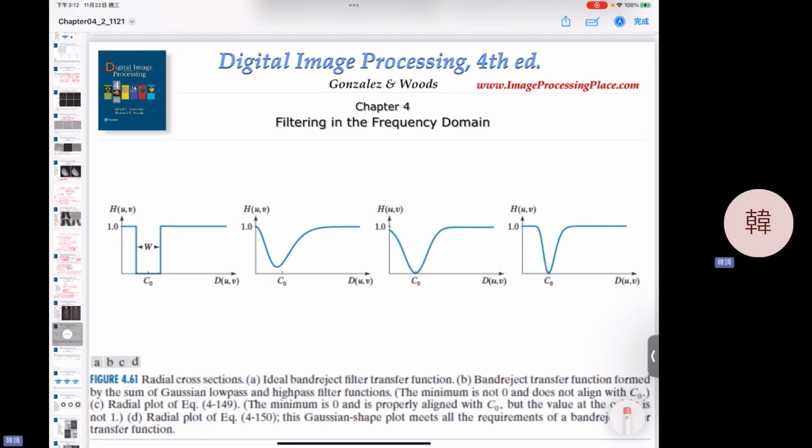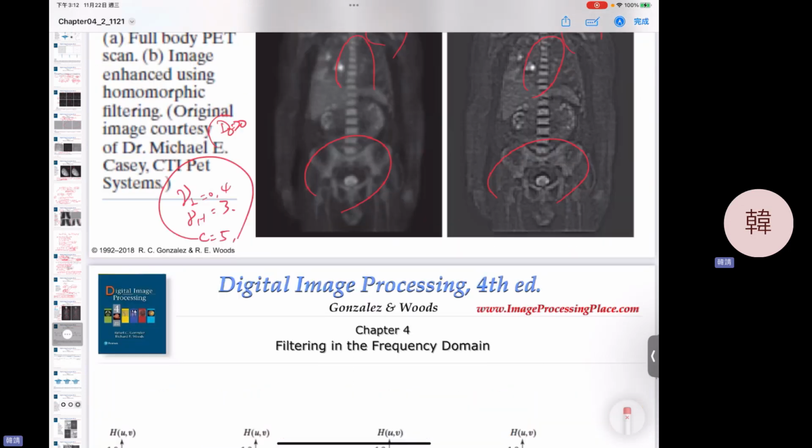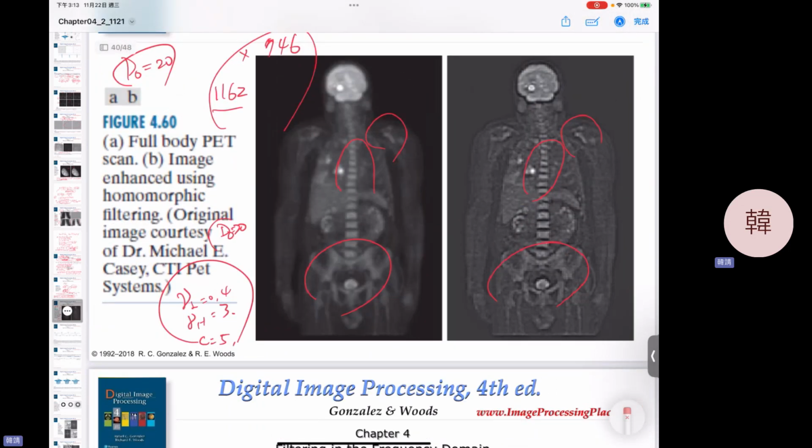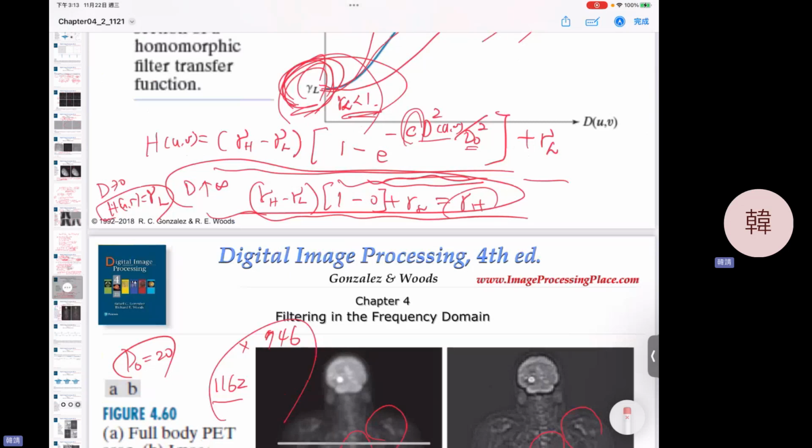So let's continue our frequency domain filter design. Last time we talked about homomorphic filtering. You can understand your image as containing two components. One is the illumination, which is from the light source, so its variation is slow. It is located in the low frequency part, and the other part is the reflectance.